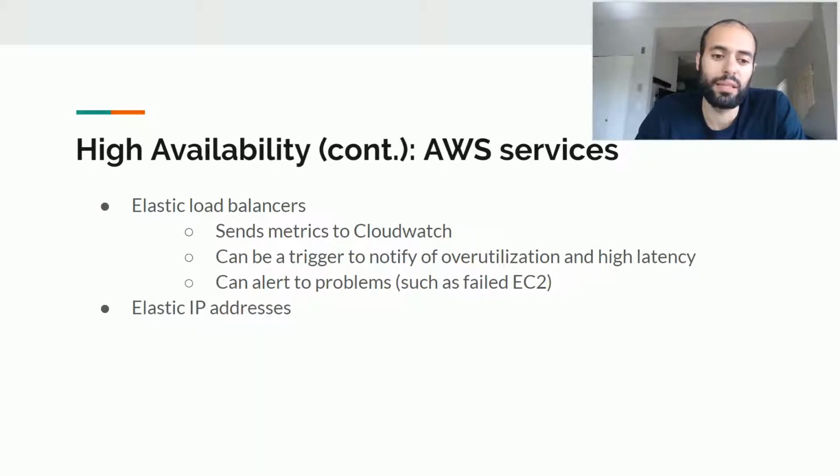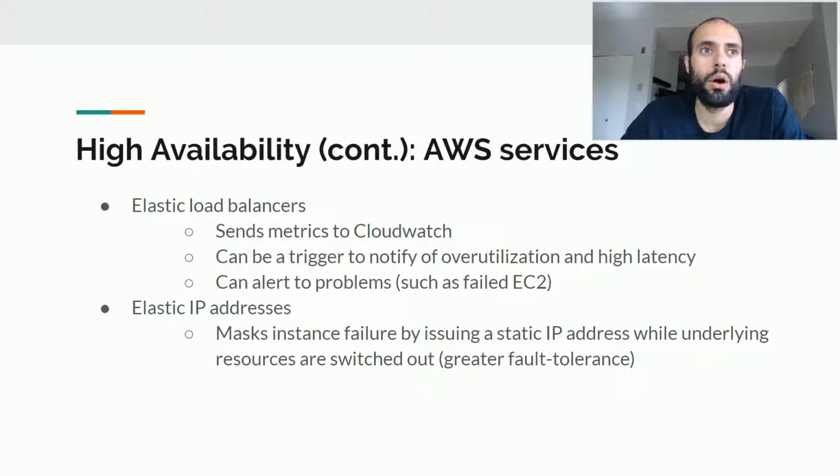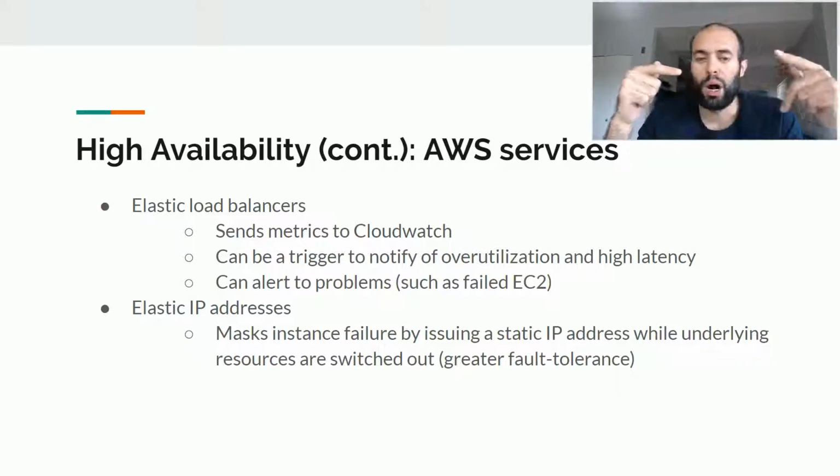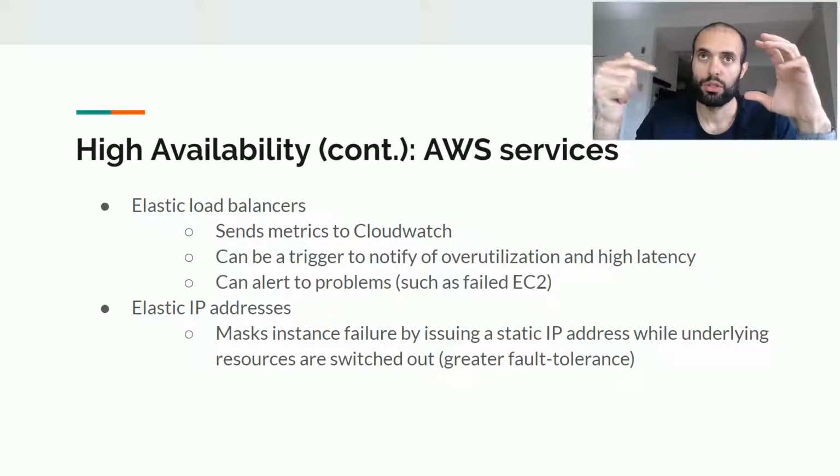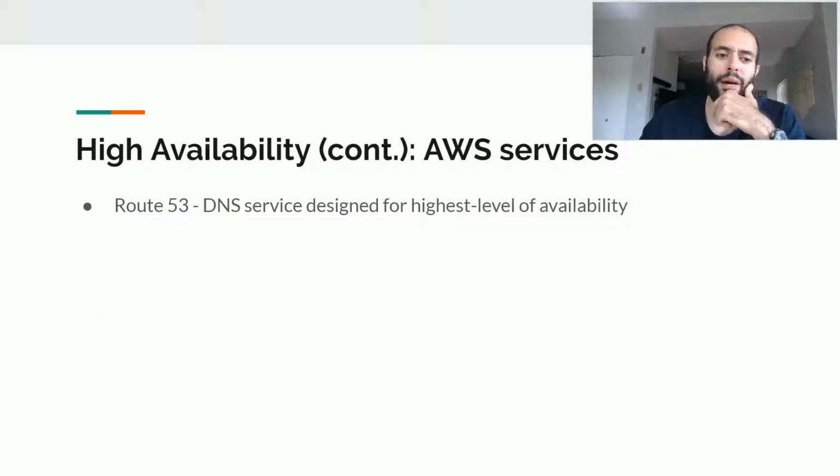Then you have Elastic IP address. These are a useful component to highly available systems because from an end user's perspective, they can still query the same endpoint while the underlying resources, for example, whether it's a database or an EC2, can be switched out. So if it goes down, another one can replace it, still has the same IP address. So from the user's perspective, it was always available. And that's really nice.